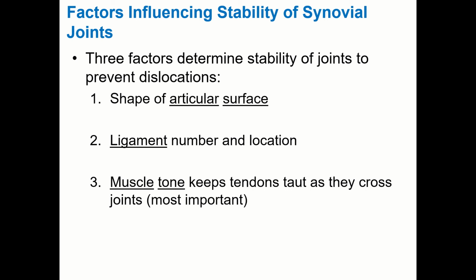All right, so factors that influence the stability of joints. Number one is the shape of the articular surface. The more bony overlap there is between the two surfaces, the more stable the joint is.